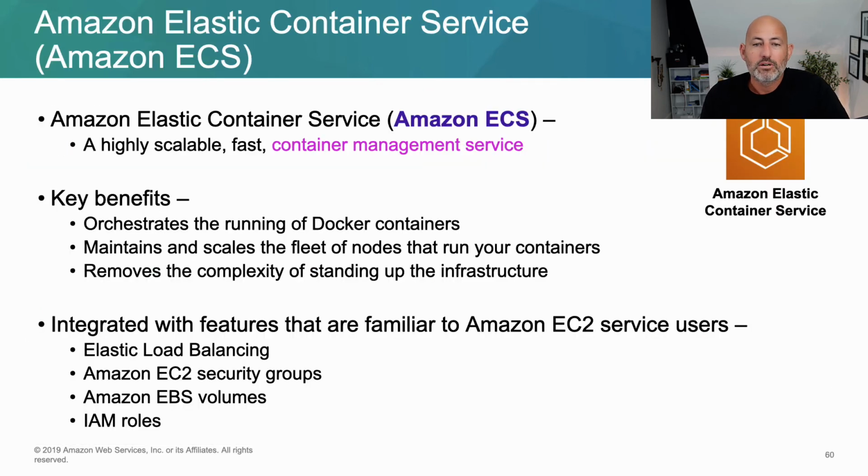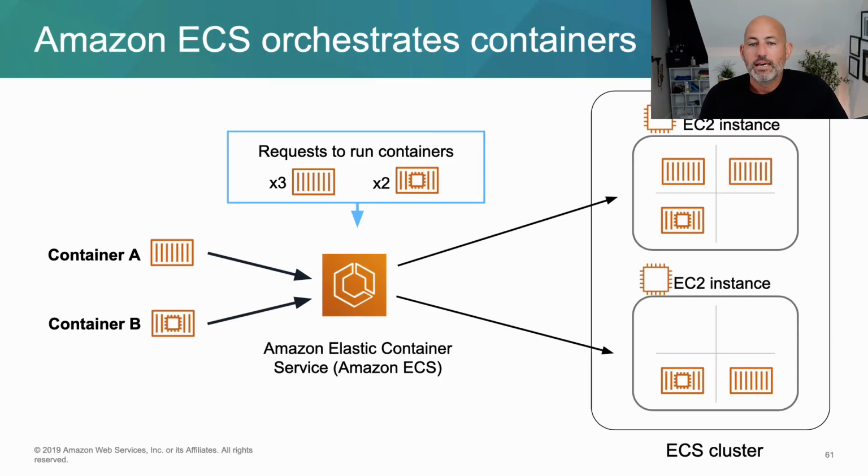And in terms of Elastic Container Service, or ECS, it is a highly scalable, fast container management service. It orchestrates the running of Docker containers, and it maintains and scales the fleet of nodes and removes a lot of the complexity from creating the infrastructure. And so it's integrated with other services like ELB, EC2 security groups, EBS volumes, and IAM roles. The orchestration service allows you to basically build this out in a way that scales.